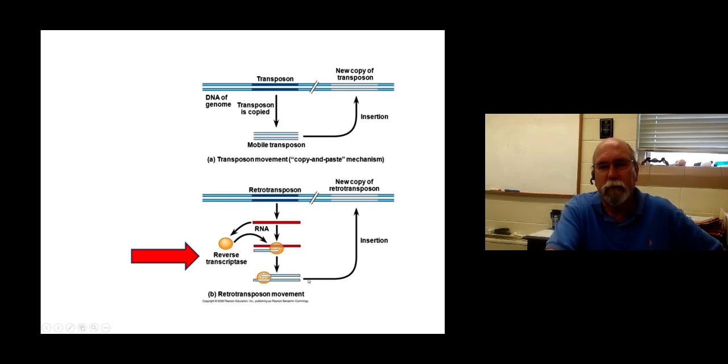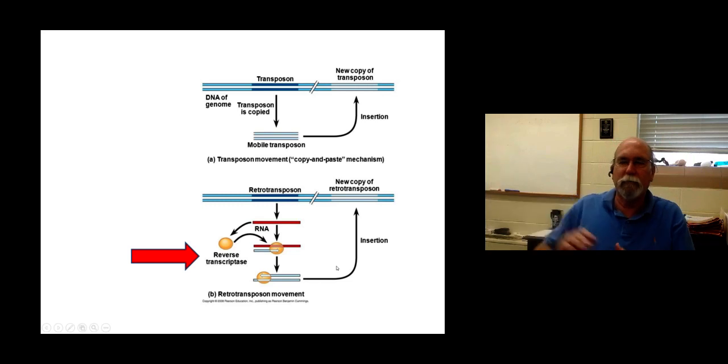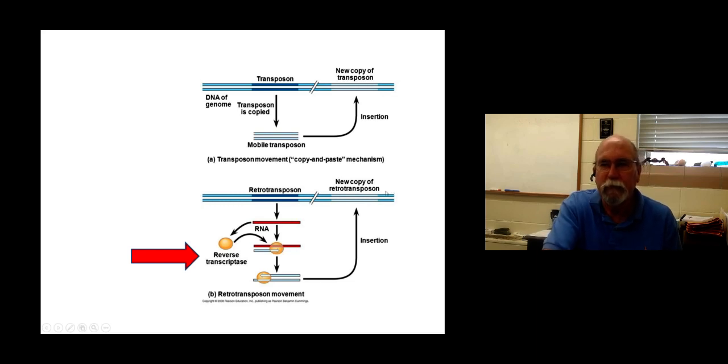And then there is some assistance to get it inserted into a new spot. So it goes out, makes a copy, and goes out and copies itself over here. So you've got the original retrotransposon here, and you've got this new copy over here somewhere stuck into place. So it copies in that form. This is the really, really interesting way that it occurs.